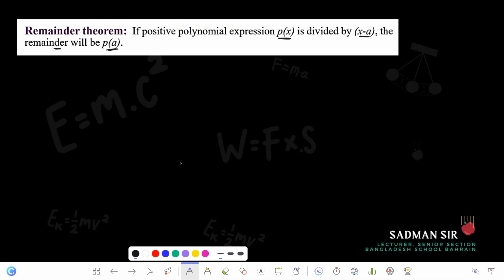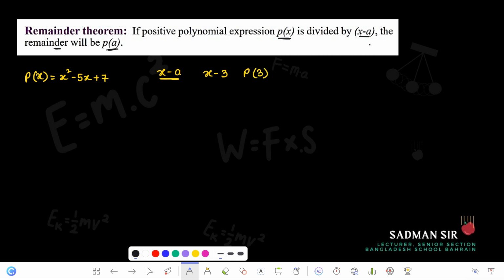Let us try to understand. Let us say we have a polynomial p of x that is equal to x square minus 5x plus 7. Now, they are saying whenever we divide it by something of this shape, that is x minus a, right? So let us say we are dividing this one by x minus 3. If we divide it by x minus 3, which is of the shape x minus a, then according to the statement, the remainder should be equal to p of 3.